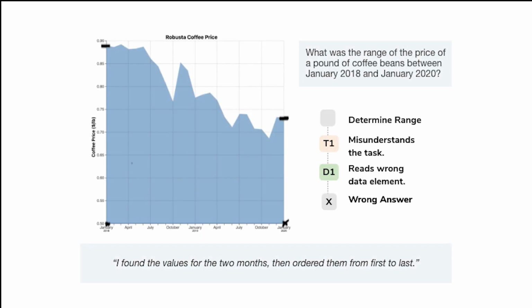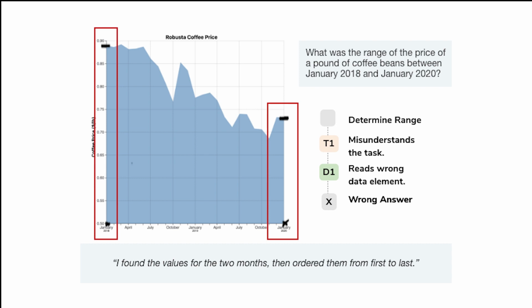Here's an example of a translation error from our survey. In this question, participants were asked to find the range of the data between January 2018 and January 2020. This participant did not understand the concept of range and instead answered the data values for the maximum and minimum dates in the data. The second type of barrier participants encountered are encoding barriers, which capture challenges in understanding how the data is encoded in the visualization.